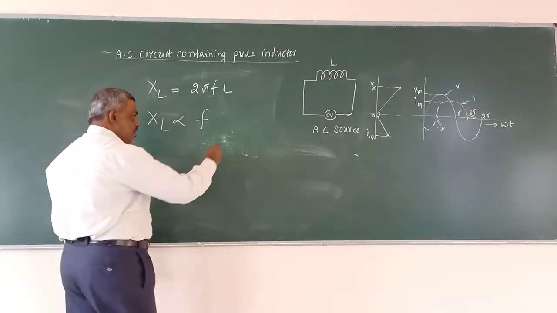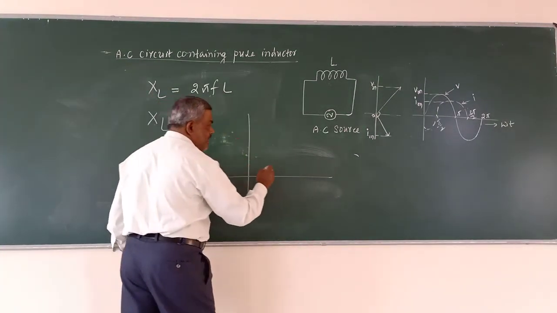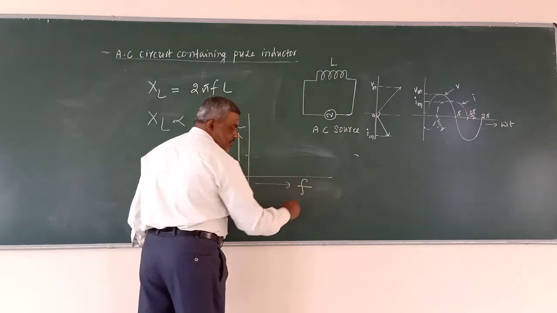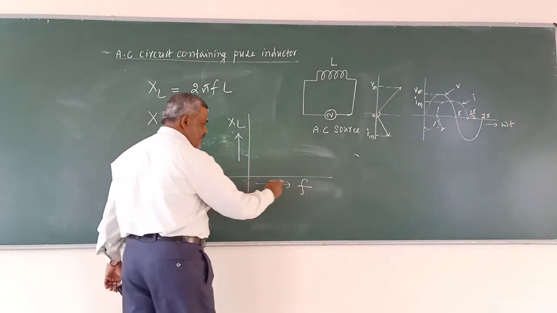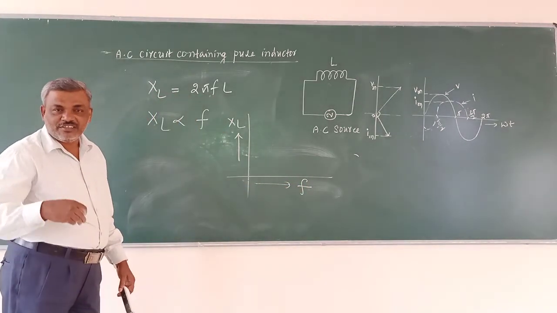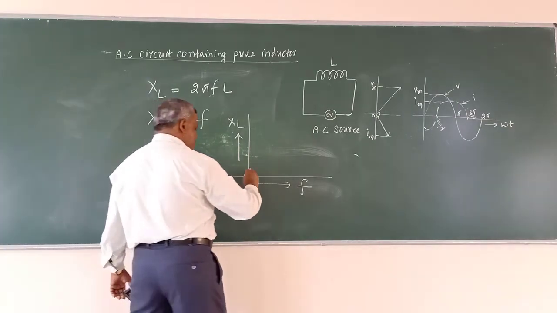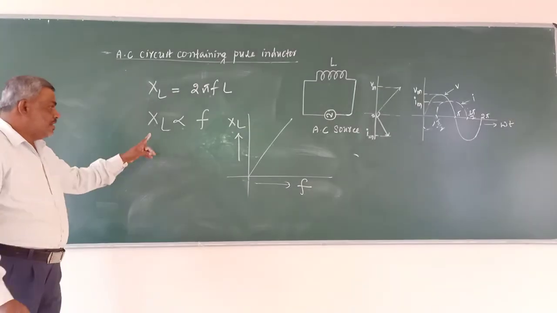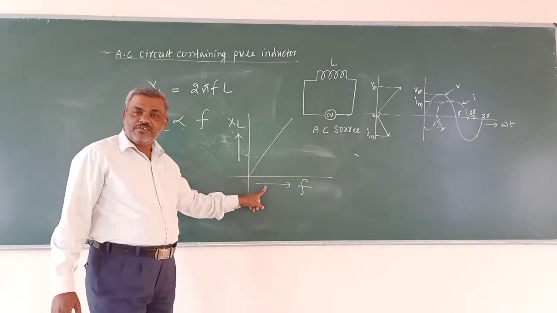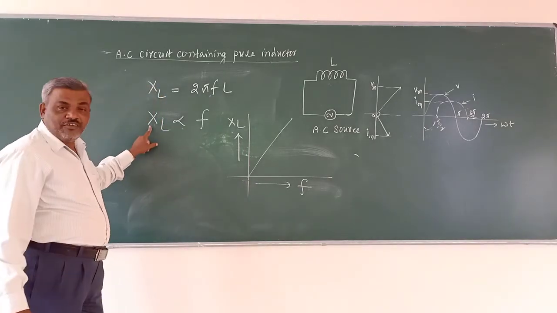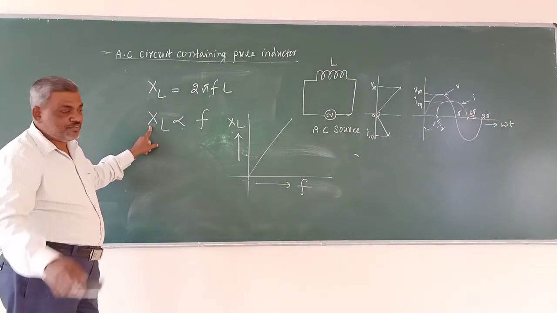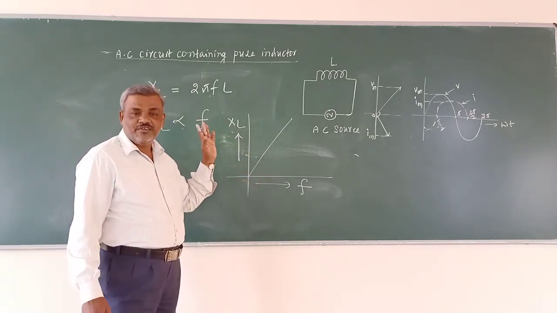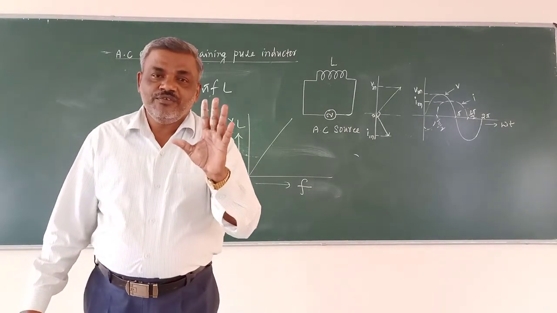Now the graph of XL: inductive reactance is taken along the y-axis and frequency along the x-axis. As frequency increases, inductive reactance increases as per this formula, so we get a straight line. So draw the graph of inductive reactance varying with frequency. This is the AC circuit containing a pure inductor.